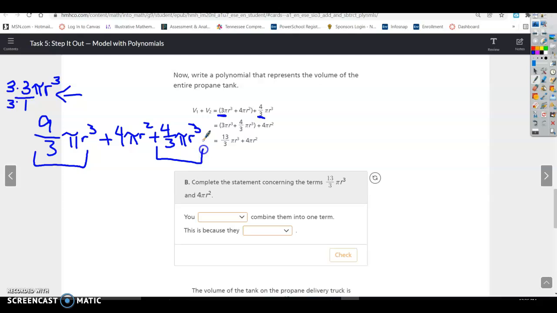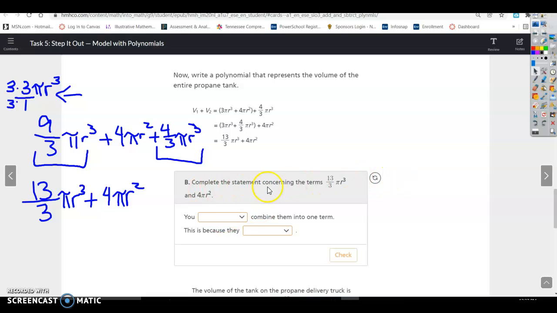So this one has a pi r cubed, and this one has a pi r cubed. Now, because they're both in fraction form and they have a common denominator, now I can add those two together. So 9, 10, 11, 12, 13 thirds pi r cubed, and then plus 4 pi r squared. So you do have to remember how to add and subtract fractions and things you have learned in previous classes. So just be aware that that's what we are doing here, is just combining like terms, but when you add two fractions, you must have a common denominator.